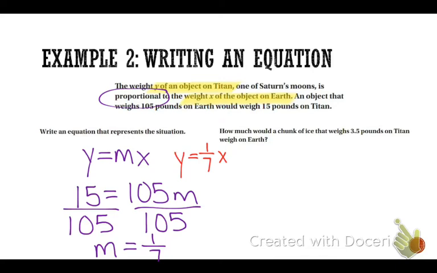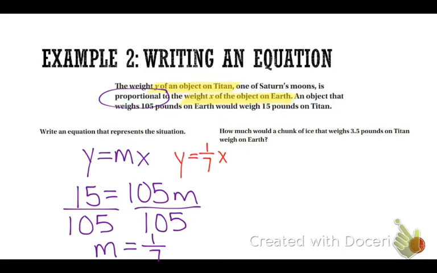Now I'm just going to start throwing out numbers to you. What if the weight on Earth was 49 pounds? It would be 7 pounds on Titan. What if the weight on Earth was 56 pounds? It would be 8 pounds on Titan. Do you see what I'm doing there? You found the rate, and now you can apply it to anything.